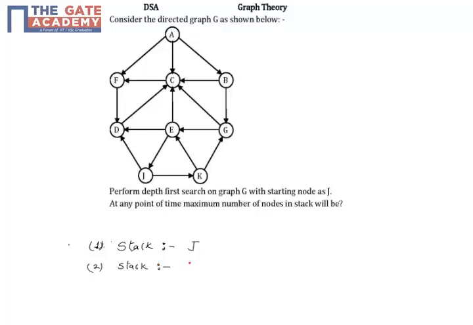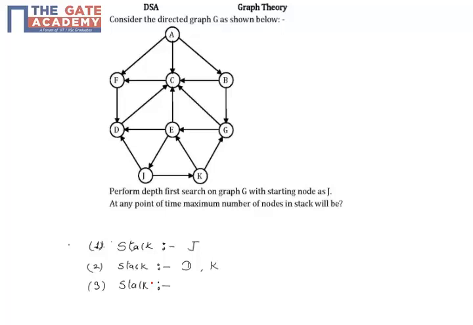Let's say I am pushing them in this sequence, d and k. So k is at my stack top. After that I will process k, which is my stack top, and after processing k I'll have to push all the neighbors of k which are not in the stack and not yet processed.